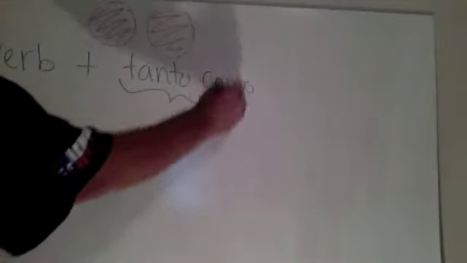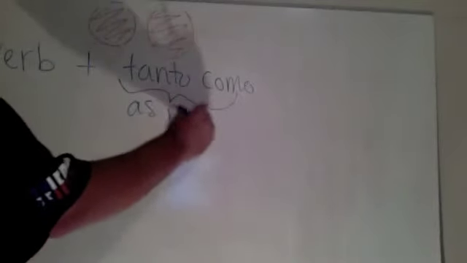For expressing equality, it's good and bad because there are fewer little nitpicky rules to remember. However, there are more things to remember at the same time, but they're not complicated things. So let's go over them now. To express equal actions, equal verbs, your formula is going to be verb plus "tanto como." This expression "tanto como" does not change for anything. It's always "tanto como." Think of this as as much as.